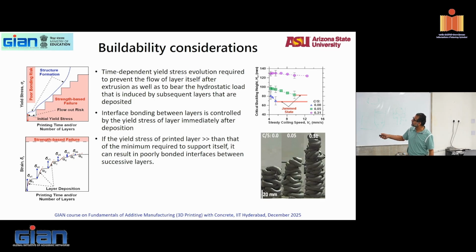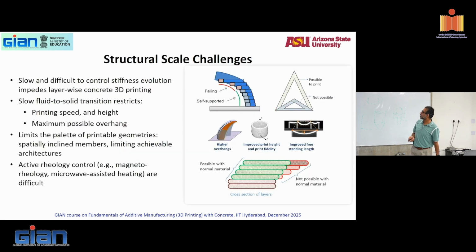So this is your yield stress, and then that's your time or number of layers, and all the stresses and all of that. So this is a rope coiling, the one I showed you. It's actually a snippet from a video, but you see with different cement to superplasticizer ratios, you see how much buildability is being changed. Okay. So there are several buildability challenges. If you're building only very straight up, it's fairly straightforward. Buildability will become a problem if you're doing curved structures, if you're having overhangs and things like that, then you'll have to be very careful.